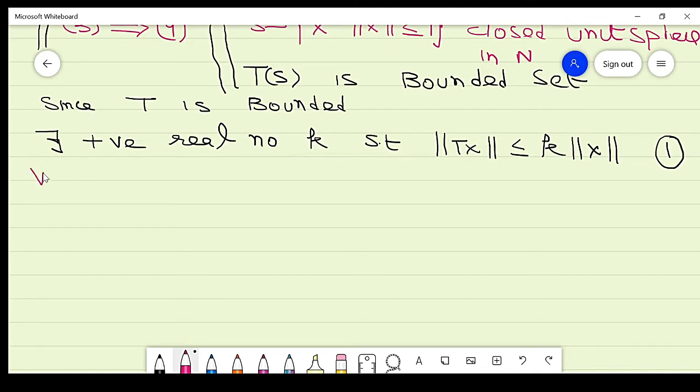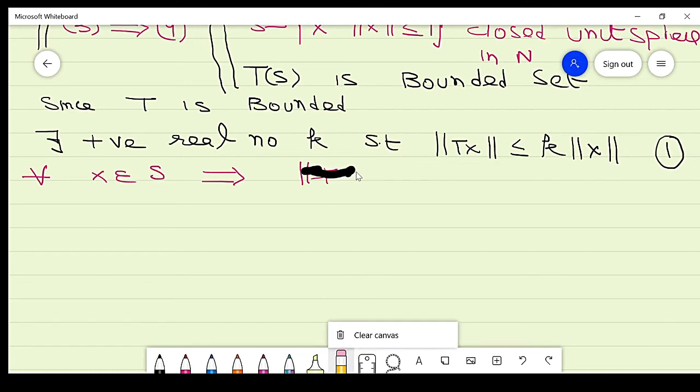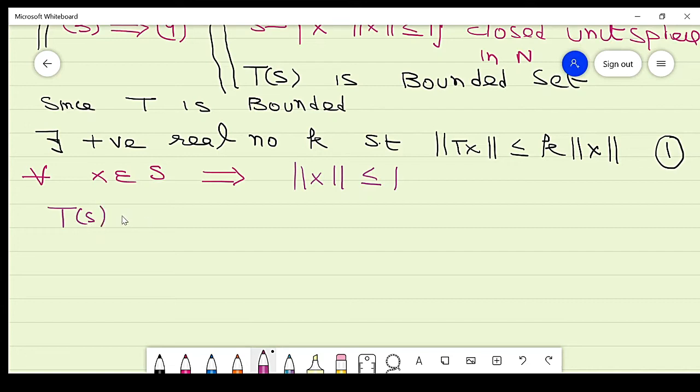Now for every x belongs to S, it implies norm of x is less than or equal to 1. So it implies norm of x less than or equal to 1. My purpose is to prove this set is bounded.